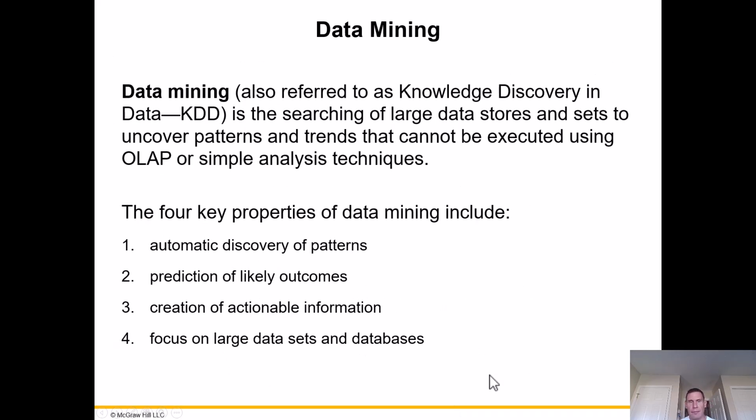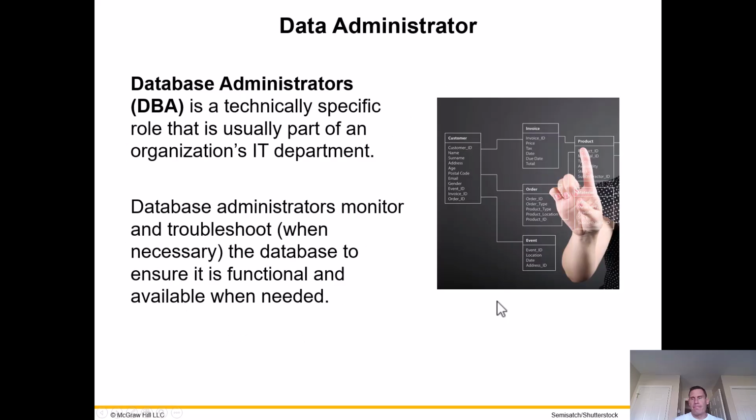Now, what about data mining? This is also referred to as knowledge discovery in data, sometimes abbreviated KDD. This is searching of large data stores and sets to uncover patterns and trends that cannot be uncovered using OLAP or simple analysis techniques. The four key properties of data mining include number one, automatic discovery of patterns, number two, prediction of likely outcomes, number three, creation of actionable information, and number four, focus on large data sets and databases.